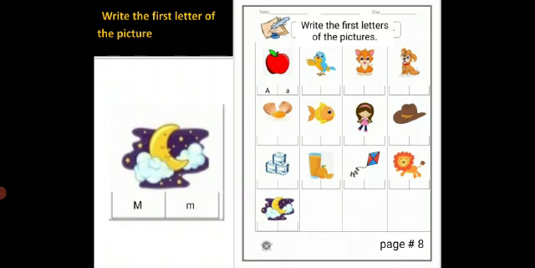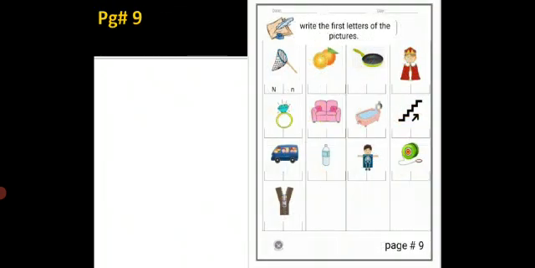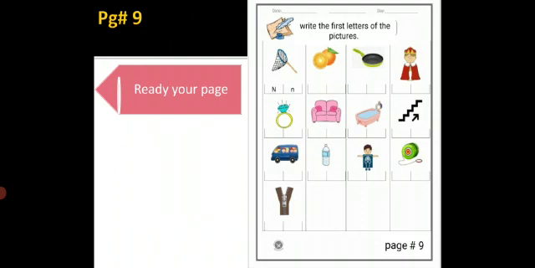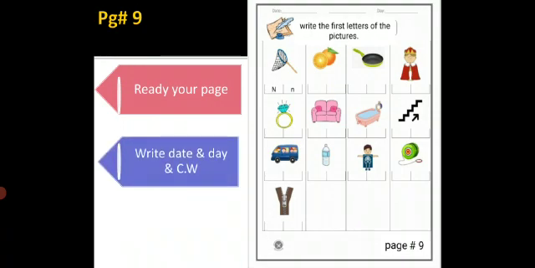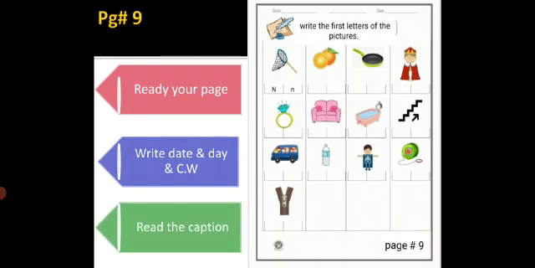We have completed this page. Now turn your next page, that is page number 9. On this page you have to write date and day first, and you also have to write classwork. Read the caption with me. Write the first letter of the picture.